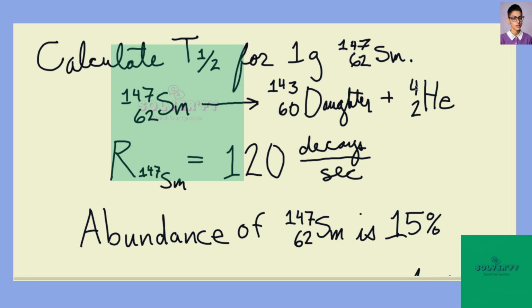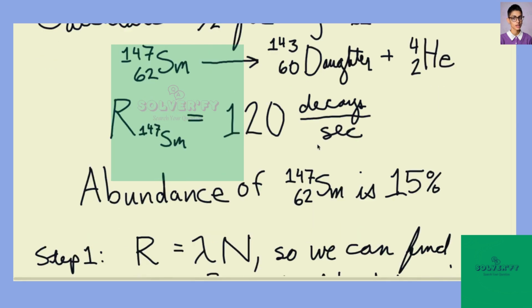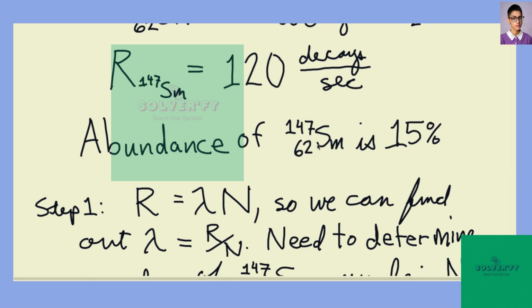And an alpha particle has an atomic mass unit of 4 and an atomic number of 2, and it is a helium nucleus. So the other information given in this problem is that the activity of the samarium-147 decays at a rate of 120 decays per second.